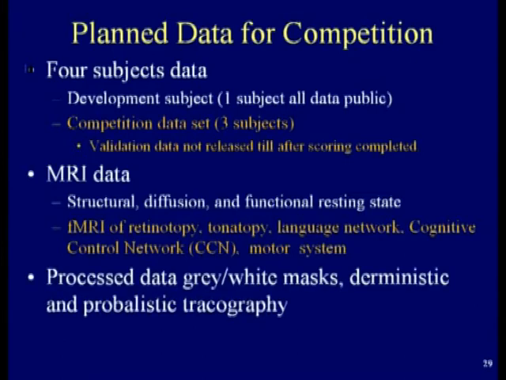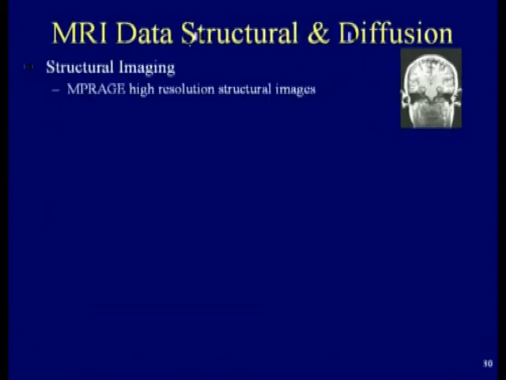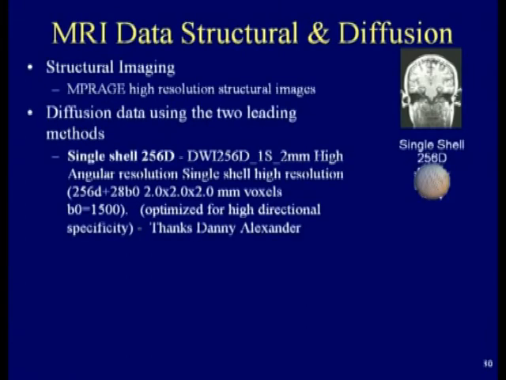The data will be processed and will provide you the benefits of that processing, so you can come in at any point within that process, and will provide human coding of the major fiber tracks on the data sets for subject 1 to be public, and for the others we will use internally for scoring. The MRI data will be providing high resolution MP-RAGE structural images of the individuals.